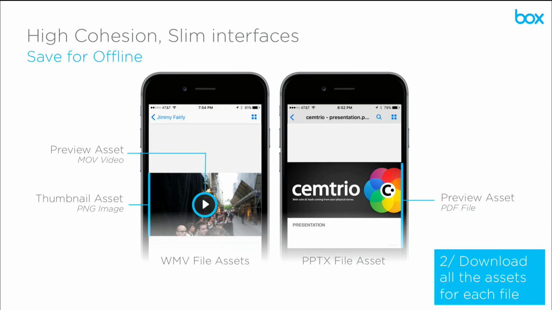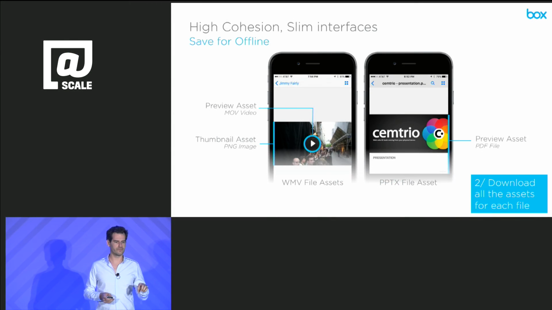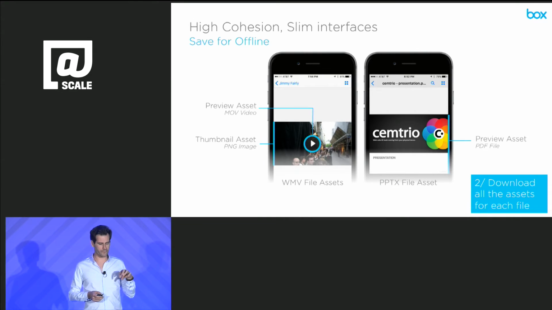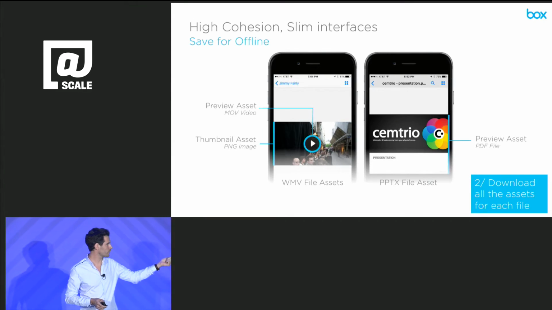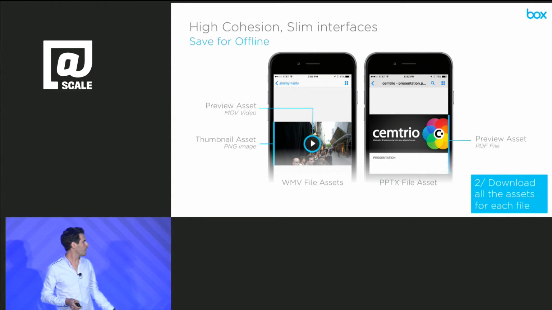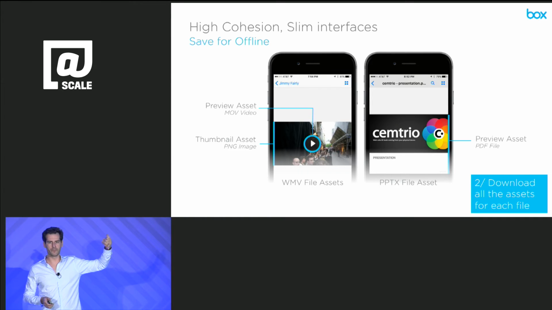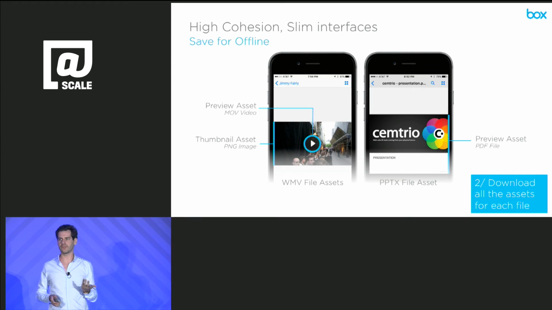And then the job manager will need to download all the assets that you need to preview the file while offline. And remember that these are not the file itself. In fact, for each file type, the job manager has to download some different assets. For example, we talked about the video previously. The video needs a thumbnail and a preview representation of the video. A PowerPoint, for example, is going to be represented by a PDF.